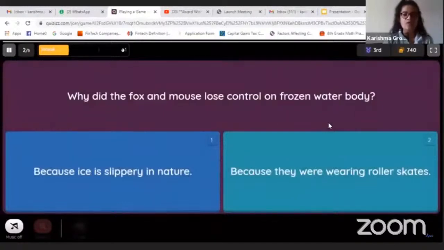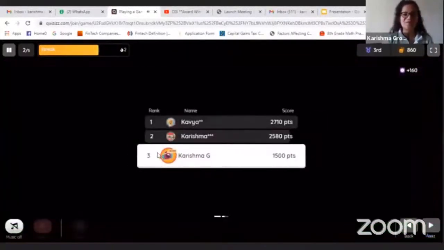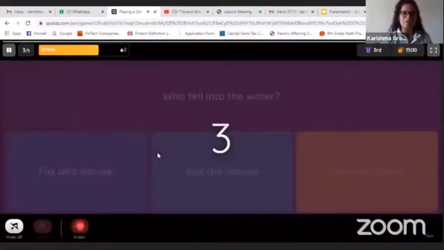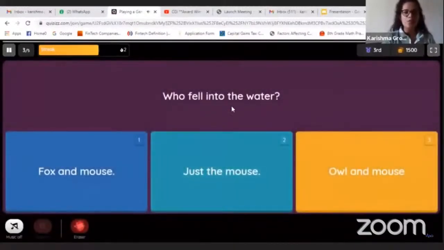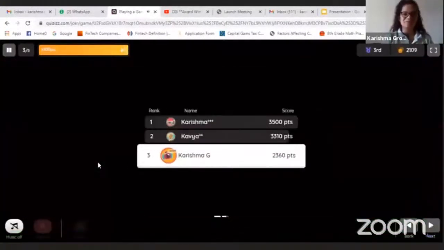Okay. Why did the fox and mouse lose control on the frozen water body? Because the ice was slippery in nature, or because they were wearing roller skates? Did we see them wearing roller skates? No, right? Frozen lakes are always slippery. Good job. Okay, let's continue. Who fell into the water? The fox and the mouse, just the mouse, or owl and mouse? So what's the answer? Fox and mouse. Very good.